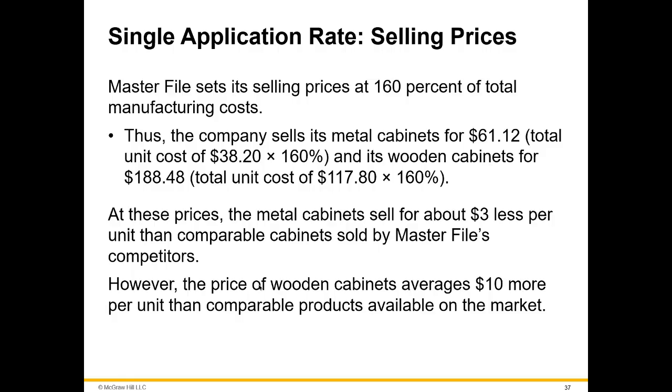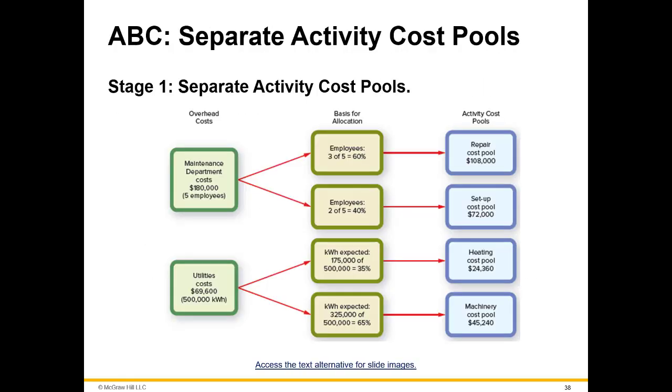Okay. The problem is that the price of wooden cabinets averages $10 per unit more than comparable products. And metal cabinets are sold for $3 less. And it could all be because of the way that overhead is allocated. Okay, and so we may need to look for another rate.